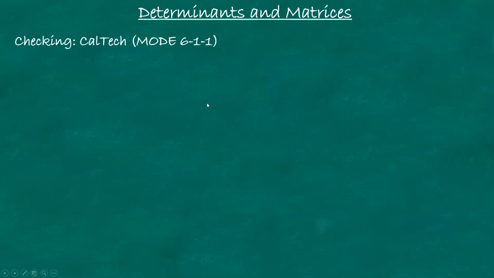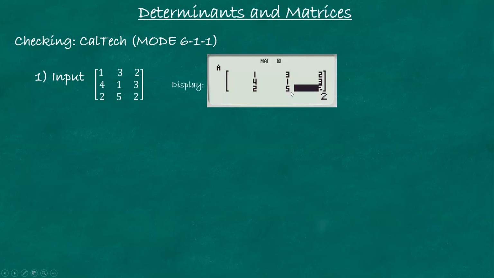I-check na to using Caltech. Mode 611. Gawin ta. So, input na to. Pagkaman, display. And then, don't forget to press EC. Clear siya nimo. Ayun. Shift 4 for matrix. And then 3, matrix A. Kaysa matrix A mo nimo nag-input. So, shift 4 for matrix.